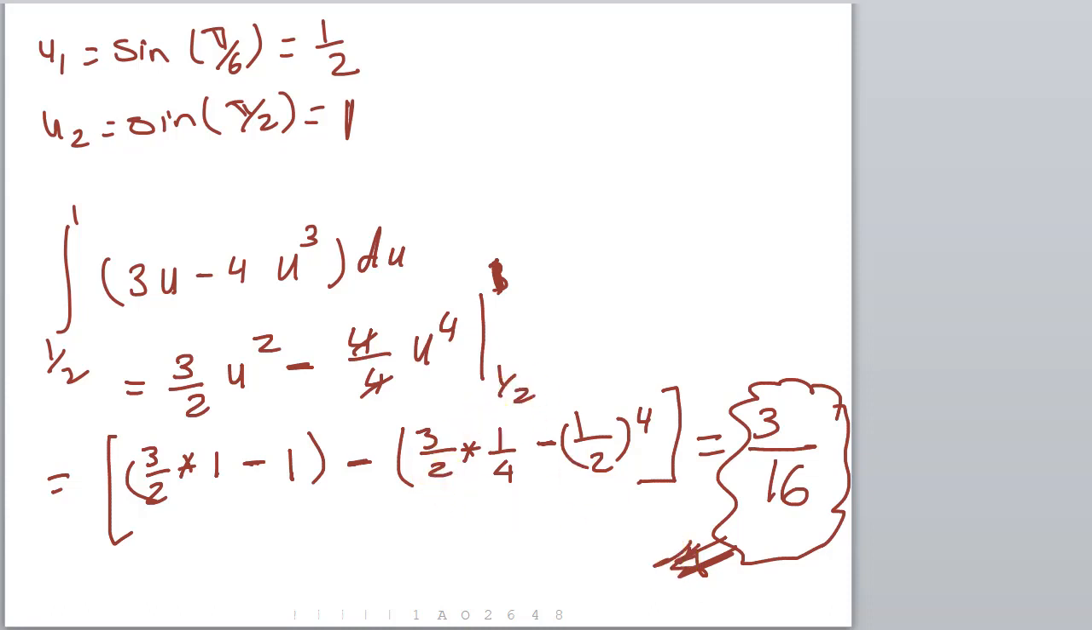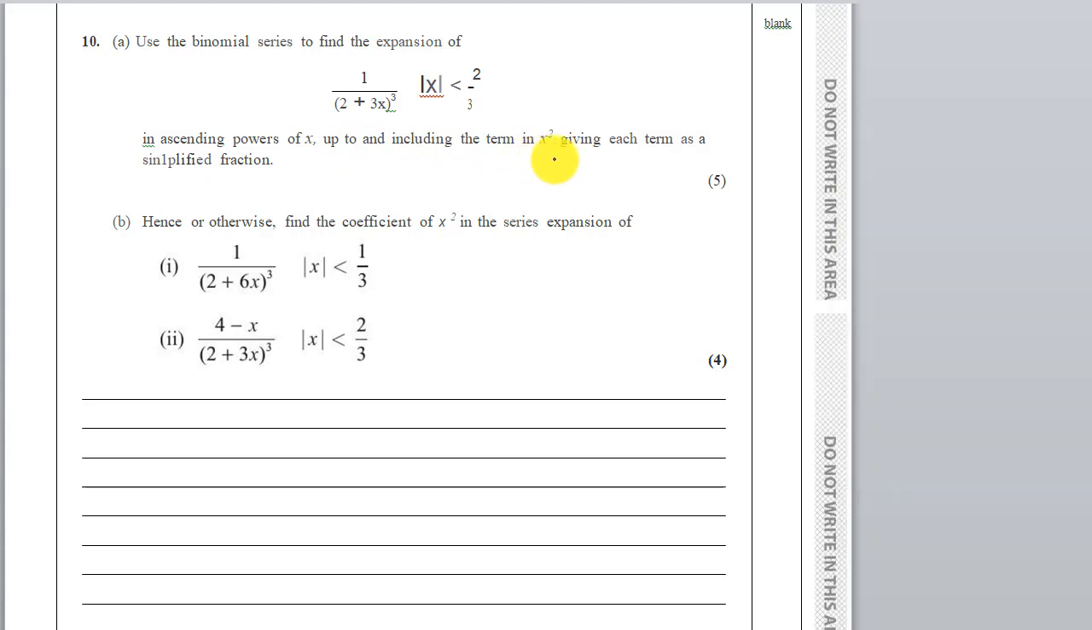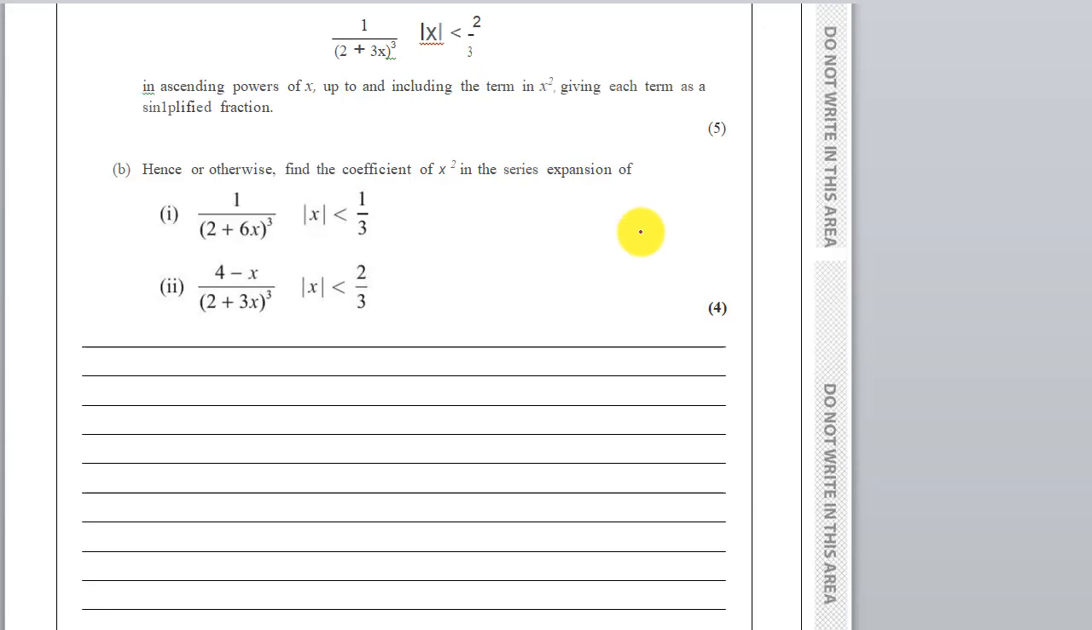Okay, let us go ahead to another question. Use the binomial series to find the expression of 1 divided by (2 plus 3x) power 3, where x is less than 2 over 3, in ascending power of x up to and including the term of x squared. So you need now until x squared. Okay, let us start to solve this question. This is part A.